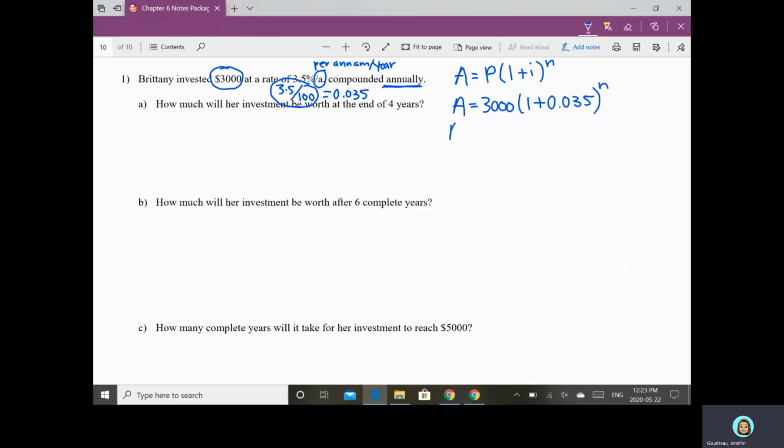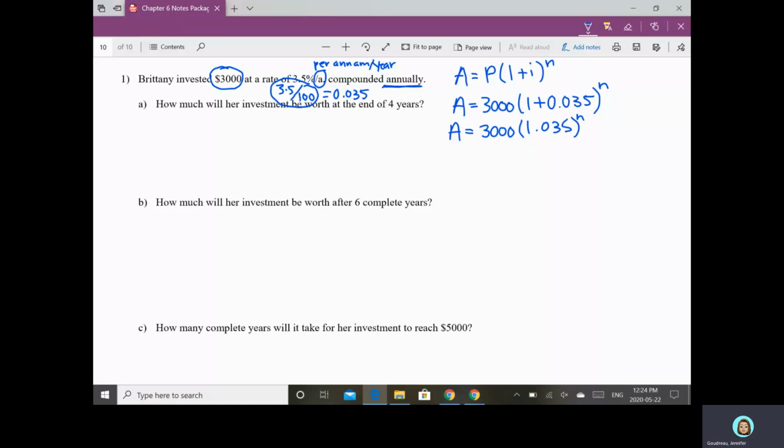Okay, let's clean this up just a little bit. A equals 3,000. Inside the brackets here, we can add these two together. 1 plus 0.035 is 1.035 to the power of n. And there is the formula that is going to calculate our compound interest for number 1.